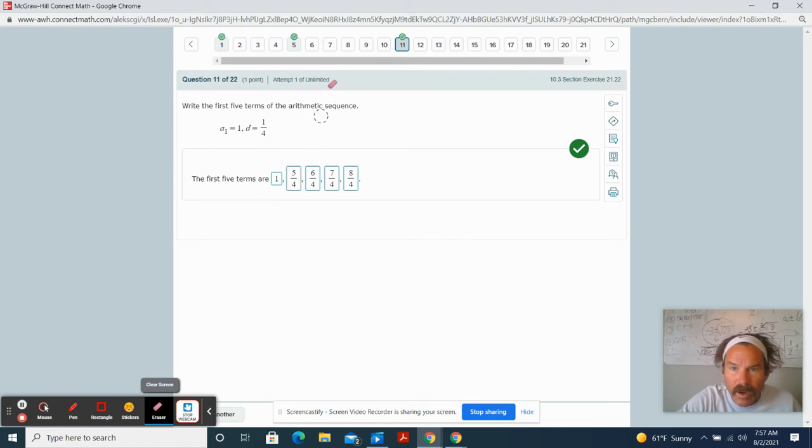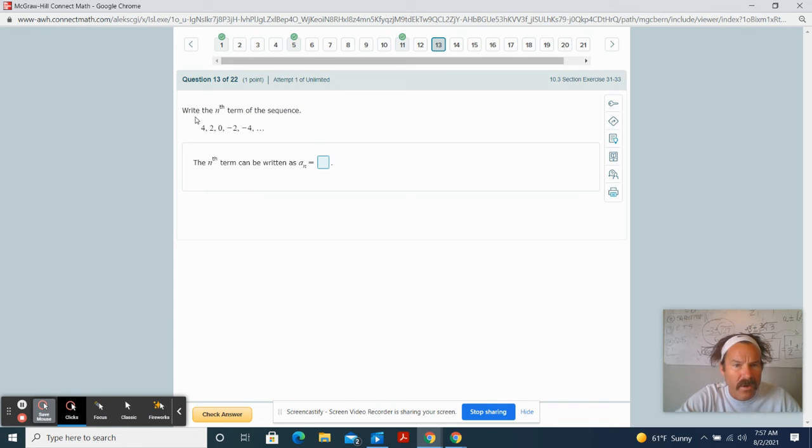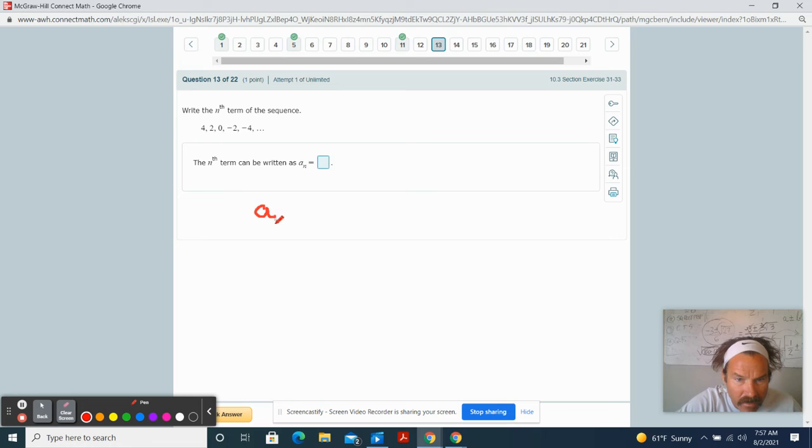Okay, a couple more problems here. Let's see, 13. Okay, 13 asks you to write the nth term of the sequence. So you guys need to write down a formula here for the nth term. Here it is. Grab a pen, write it down. This is for arithmetic sequences only.